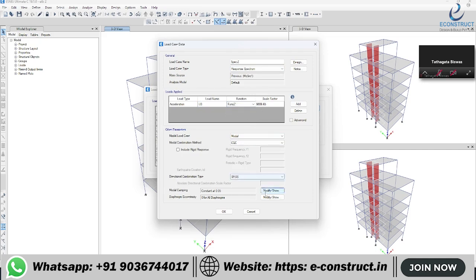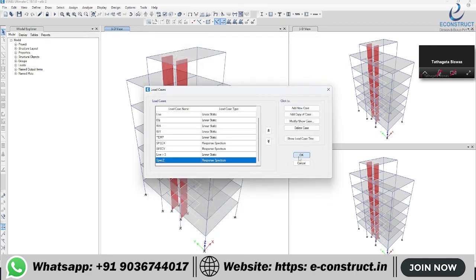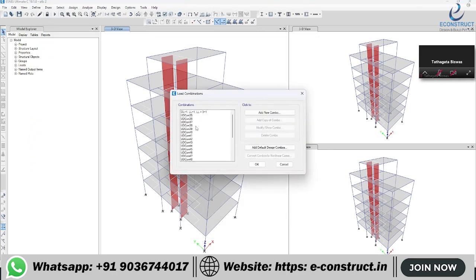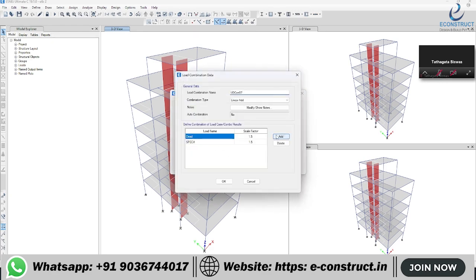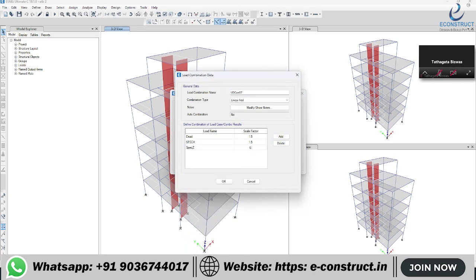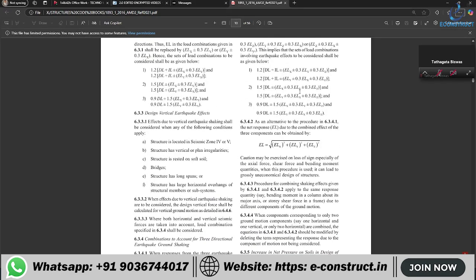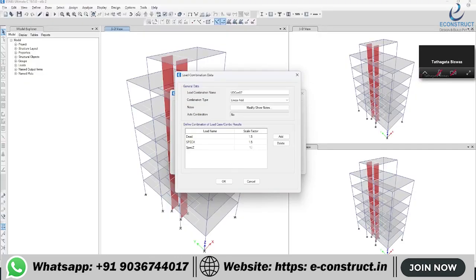So this one is done. You take this minimum eccentricity. Then go to combination. Whatever the combinations are there, go inside, wherever the earthquake is there, spec X, let's say. Take 30% of it, not 50%, 30%. So 1.5 into 0.3 will be here. So 0.45 will come, plus 0.45 spec Z.